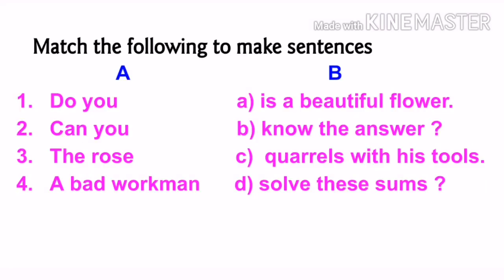Now let's do an activity. Some incomplete sentences are given in section A and section B. Match the following to make sentences. Now pause the video and find out the answers. Do you know the answer? The rose is a beautiful flower. A bad workman quarrels with his tools. So write down this in your notebook.